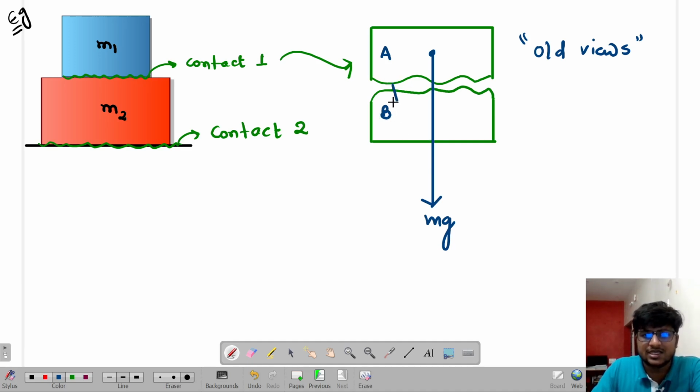You can see that there are some sharp edges over here. So A is trying to press B with a contact force, which we call what? Normal. What do we call it? Normal. Is that clear or not? And now you know that every contact force has an equal and opposite reaction. So B also presses A with a normal.